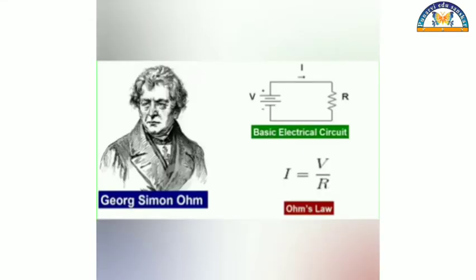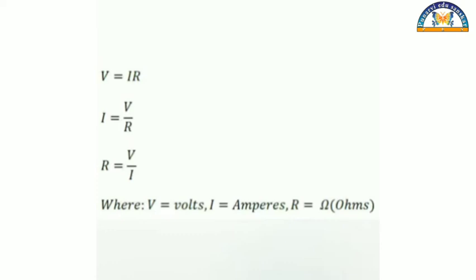Ohm's law was given by German physicist Georg Simon Ohm in the year 1827. It gives a relationship between current capital I flowing in a metallic wire and potential difference capital V across its terminals. According to this law, the electric current flowing through a conductor is directly proportional to potential difference across its ends, provided the physical conditions such as temperature remain unchanged.